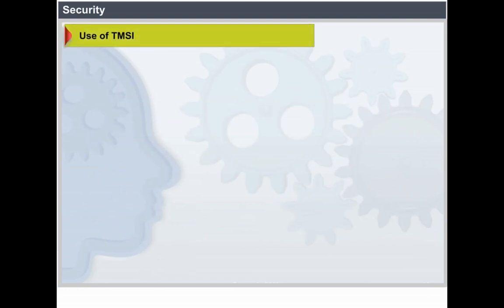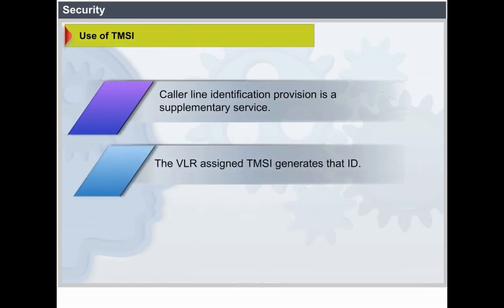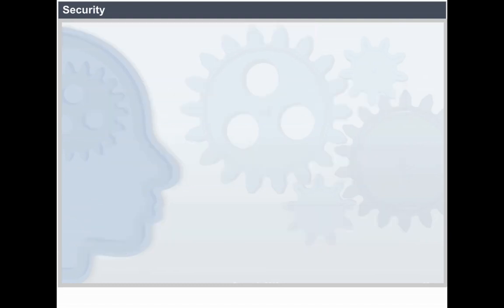Use of TMSI. Caller line identification provision is a supplementary service. The VLR-assigned TMSI generates that ID. This protects the mobile station against eavesdropping from external sources.